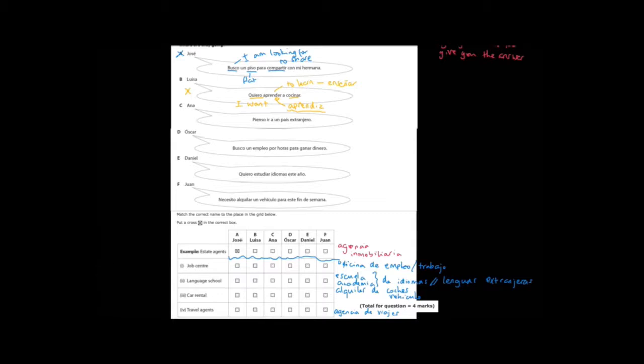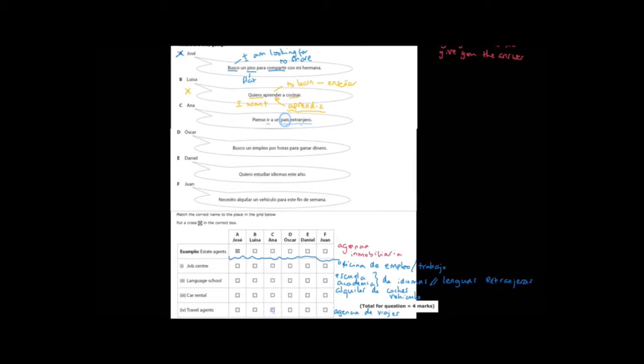Anna says, pienso ir a un país extranjero. Notice here, país extranjero, a foreign country. And remember the word país, country. People forget it, I don't know why. País extranjero, and ir, to go. To go to a foreign country, where do you go? Travel agents. So Anna is going to be travel agents.